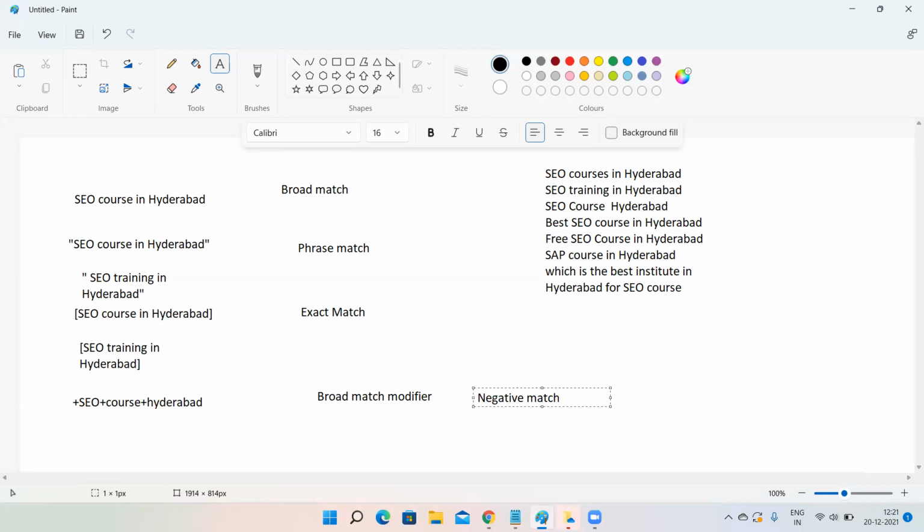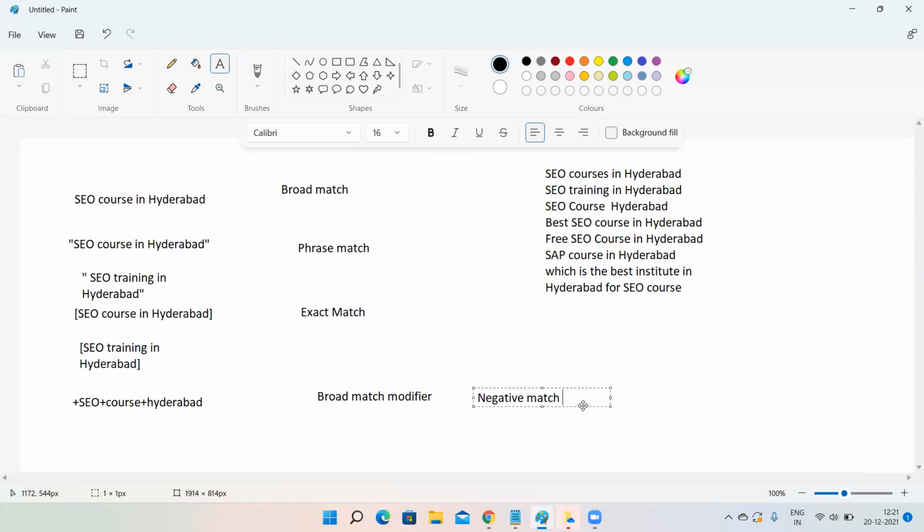Negative match. What is a negative match? Now, for "free SEO course in Hyderabad," 100% my ad should not appear for that keyword, because when somebody clicks, I will be losing money. So at that time, what you can do is, you can take that word called "free" and you can turn it into a negative keyword.